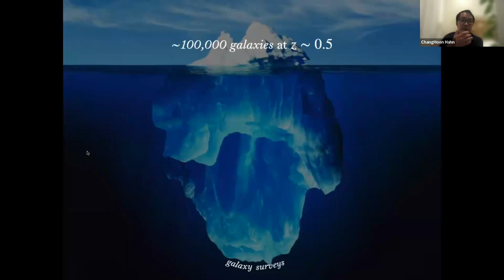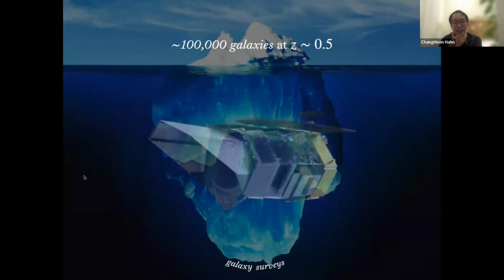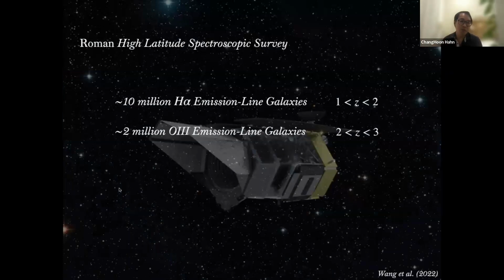Now, of course, everything that I've talked about is still with just hundreds of thousands of galaxies at around redshift of 0.5. But fortunately, we have many surveys on the horizon, and in this case, also the Roman Space Telescope. These will provide really exciting samples of millions of galaxies spanning redshifts of 1 all the way up to redshifts of 3.